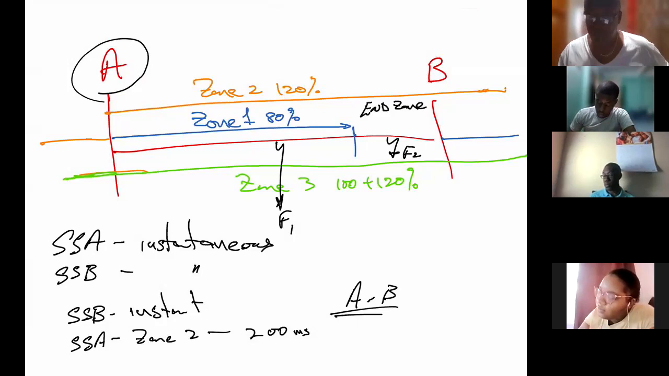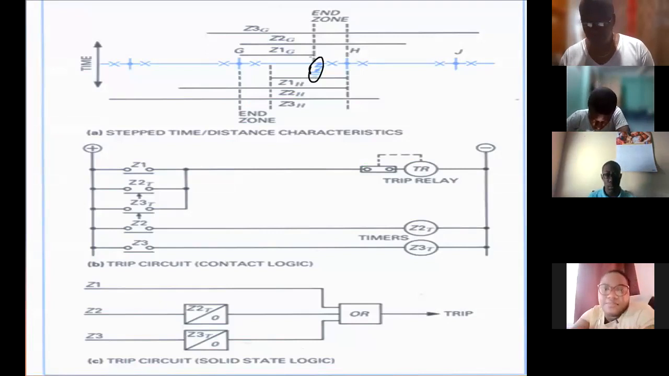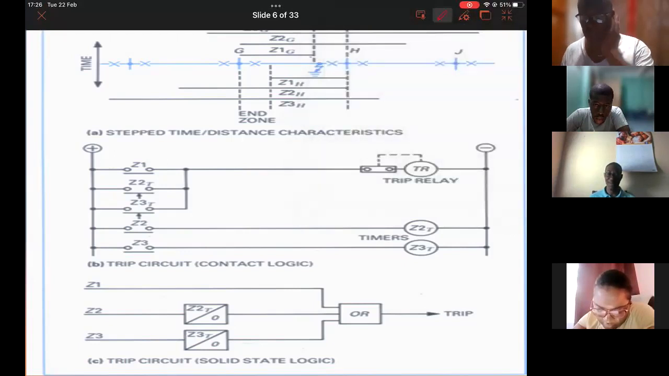So I'm going to go back to the figure we just looked at. So here is the fault. It's in the end zone. And just to help us appreciate the logic circuit and of course the solid state, I don't need to go through that today. You're all experts where that is concerned. But just to help you appreciate some of this, a couple of things we want to note.